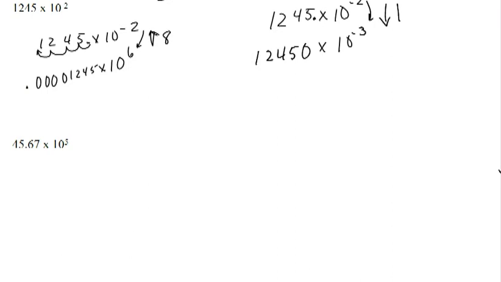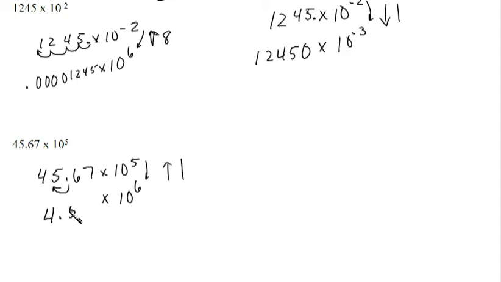Finally, 4567 times 10 to the 5th. Now I want to go to 10 to the 6th. I compare my exponents. That means I need to increase by 1. Going from 5 to 6 is an increase of 1. So you want to decrease this number by 1 place. So it becomes 4.567.